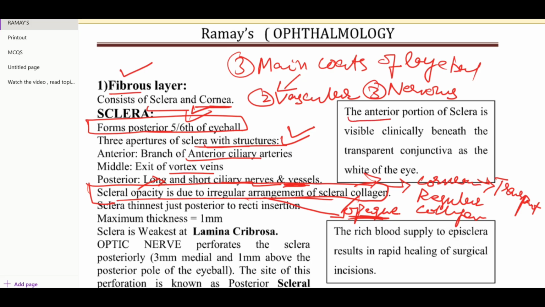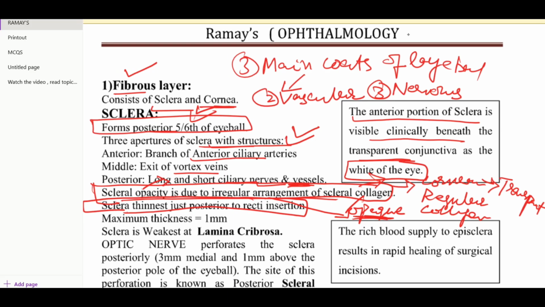Look here, the anterior portion of the sclera is visible clinically beneath the transparent conjunctiva as the white of the eye. If we see the eye from the front, then the anterior portion of the sclera is visible. The white of the eyeball is known as the sclera. Now, the sclera is thinnest just posterior to the recti insertion. This point is very important.